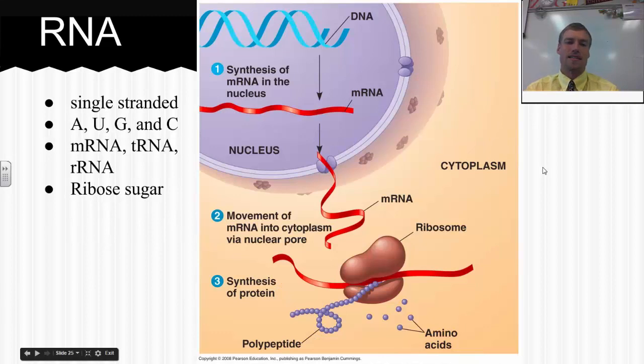We also have RNA. RNA is different from DNA in that it's single-stranded. It has uracil instead of thymine. There are 3 different types of RNA that we are going to primarily focus on. There are actually way more types that researchers have been finding in the last 10, 15 years. It's pretty crazy the different types of RNA that there are. But the 3 that we're really going to worry about are mRNA, tRNA, and rRNA. And rather than a deoxyribose sugar, it has a ribose sugar.